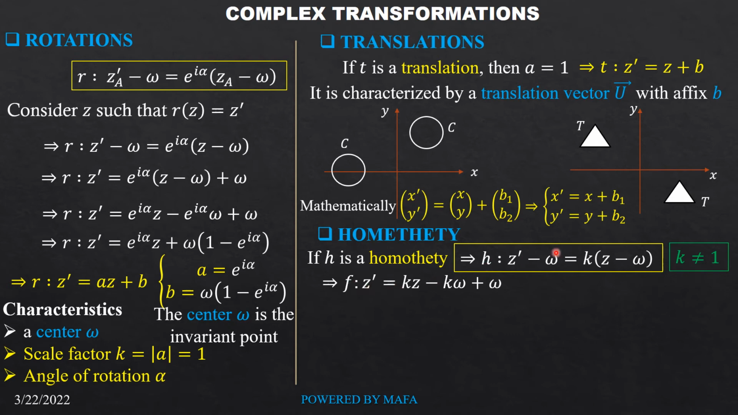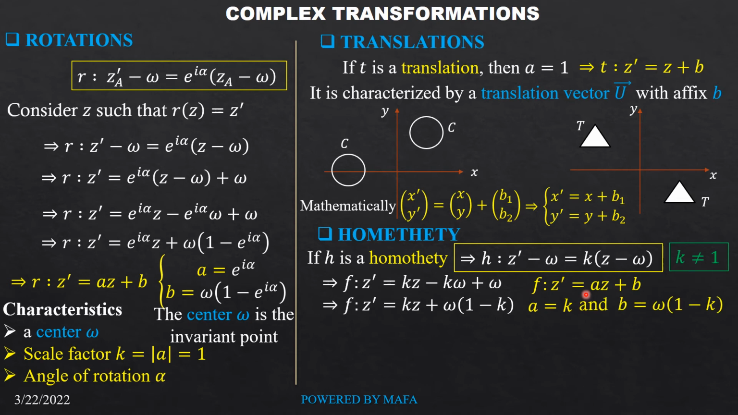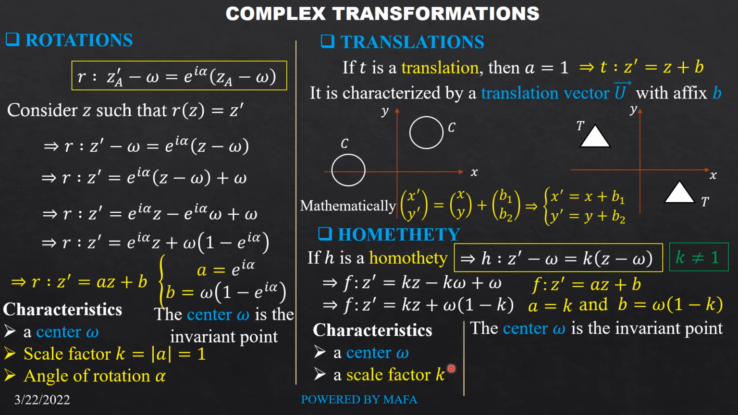So rearranging, we can multiply all through by k. We have z prime equals kz minus k omega, then we add omega on both sides. So simply we express it in this form. Comparing with the general representation of a transformation, we get that a is equal to k and b is equal to omega into 1 minus k. Let's see how to characterize this homothety. This transformation will simply be a homothety of center omega, scale factor k.